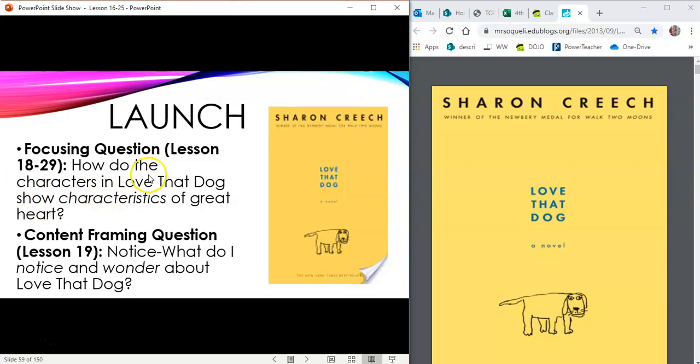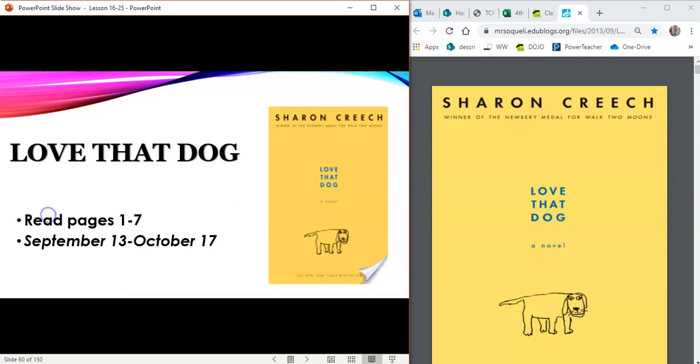Our focusing question, remember that's the question we're going to answer at the end of lesson 29, is how do the characters of Love That Dog show characteristics of a great heart? Remember, if I say you have a great heart, do I mean literally or figuratively? I mean figuratively, right? Because I'm not actually touching your beating heart and I know that it's healthy. So I'm talking figuratively. I'm talking about your feelings.